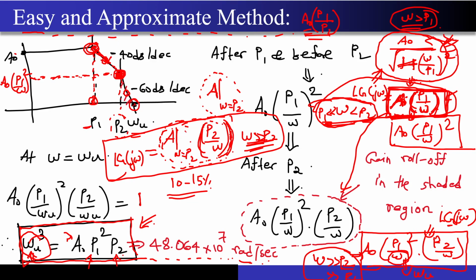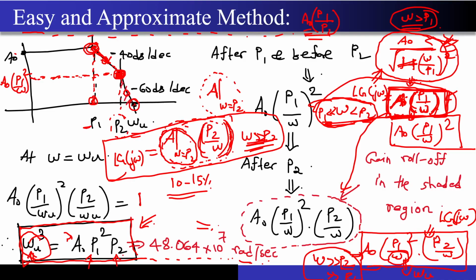Now my only job is to find out this particular quantity. What is the gain available at P2? So that will be A into P1 by P2. Exactly, very good. Now you got it. The same thing which we did for the first pole, we are doing for the second pole also. Very good. So now I hope that particular point is clear.